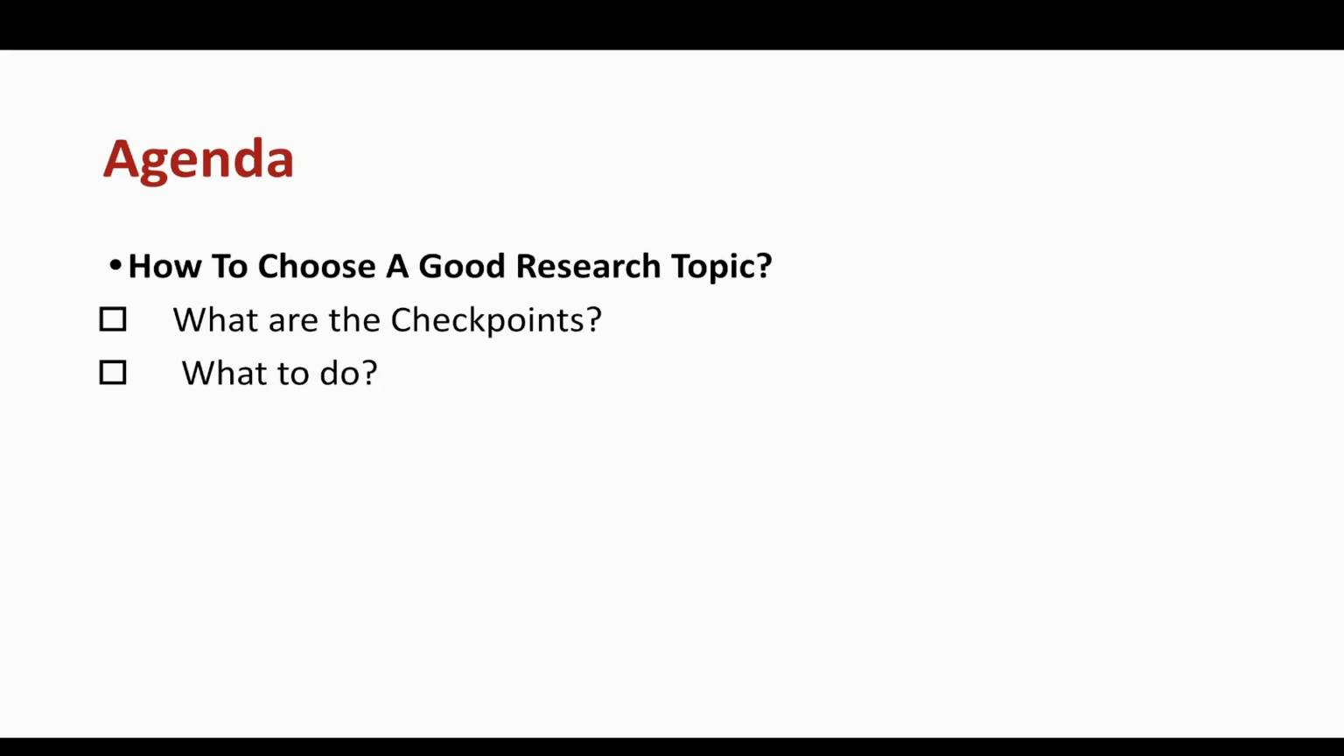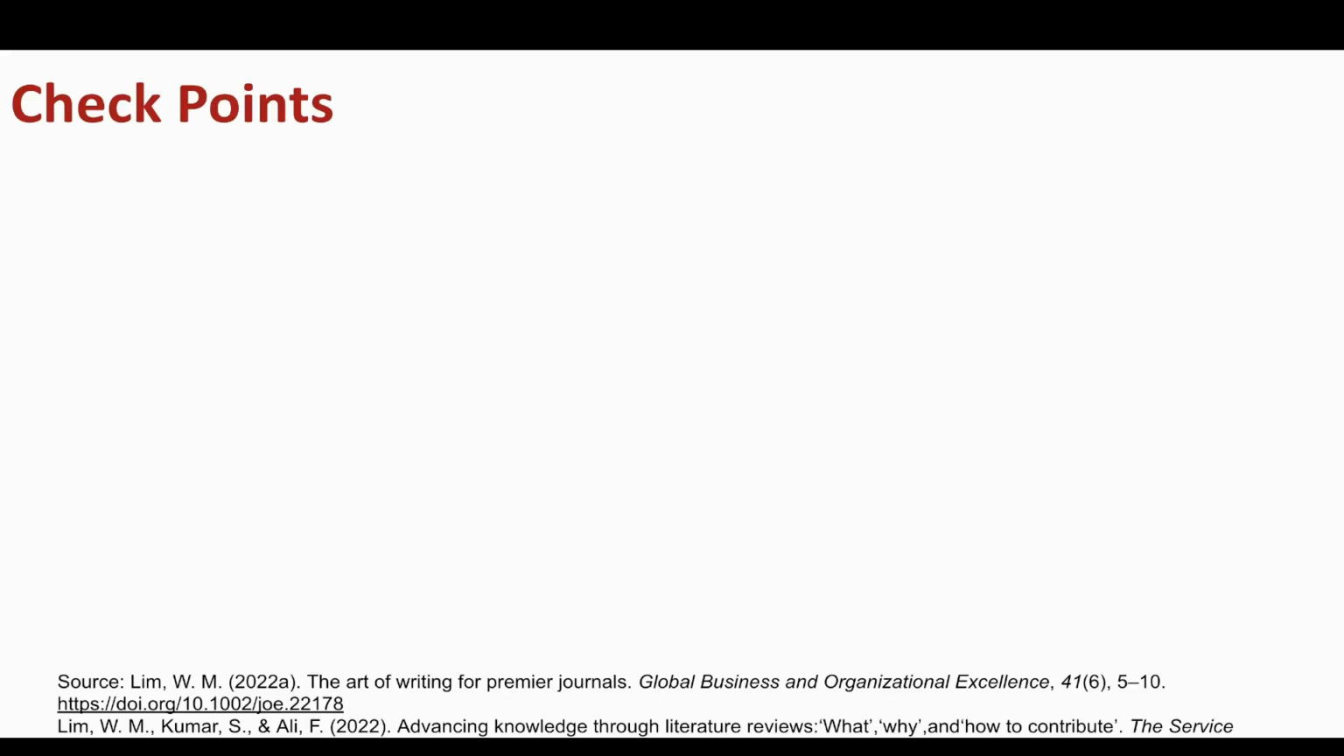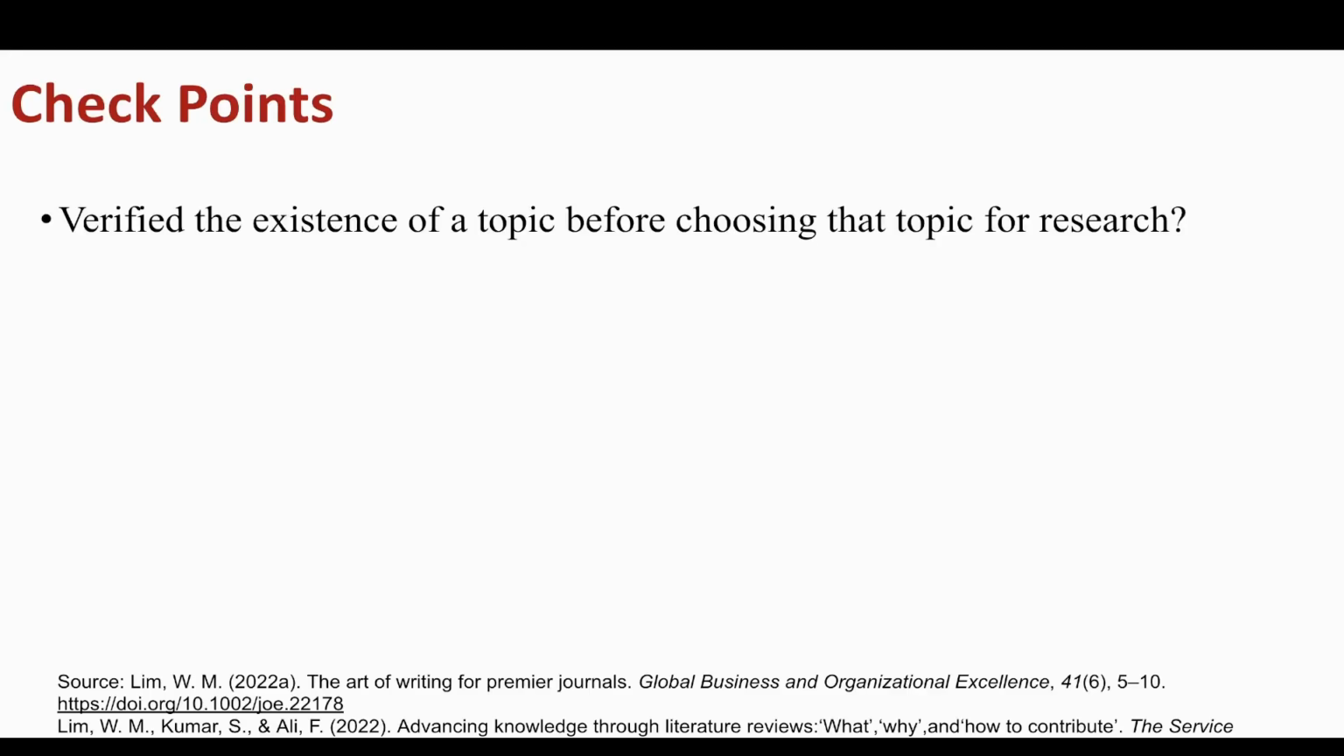Let's begin. So what are the checkpoints whenever we are shortlisting and screening a good research topic for our research? The first and the most important thing is we should verify the existence of the topic before choosing that topic for the research. Because of course, if the topic is already being researched, it will be a repetition. So we have to verify that.